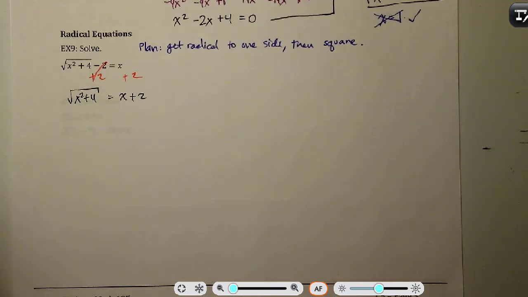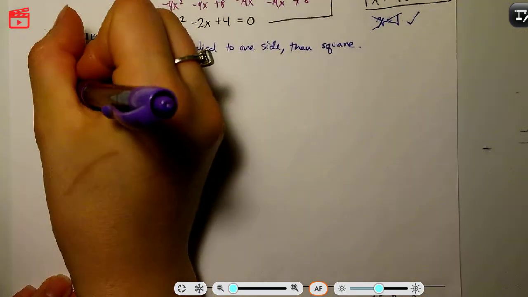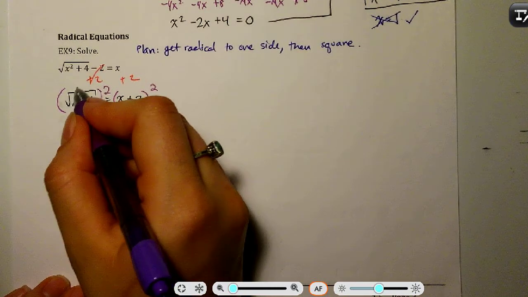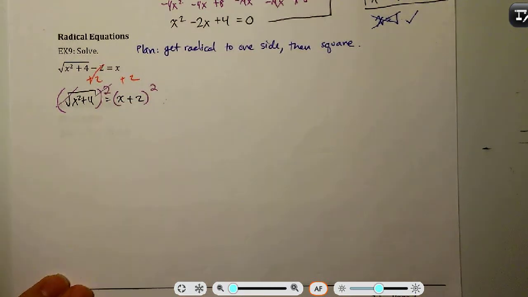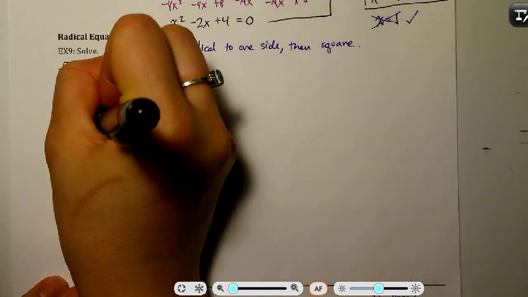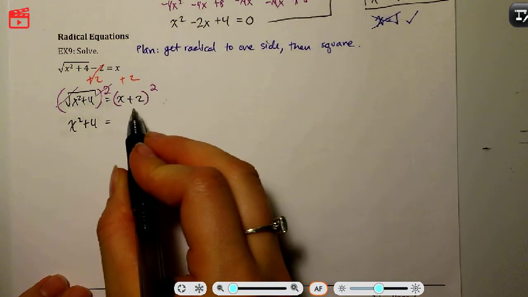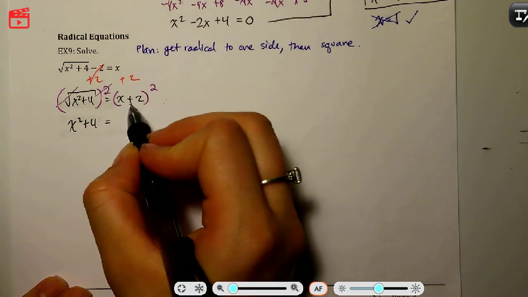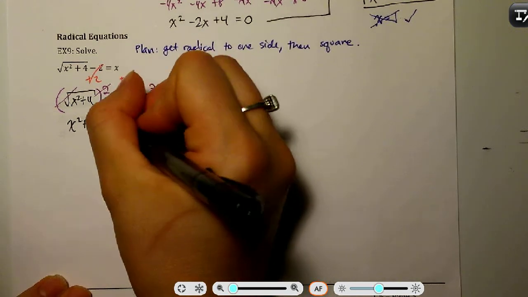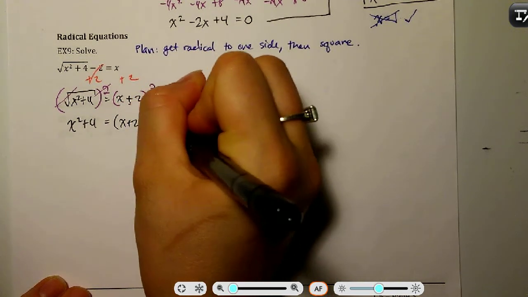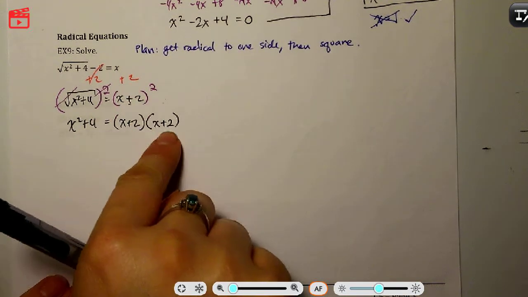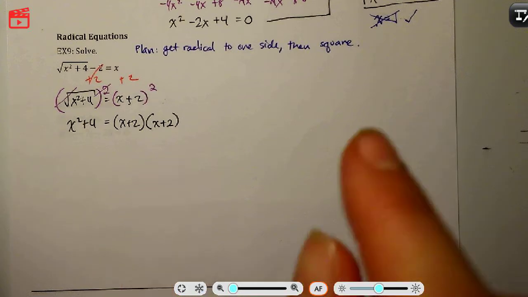All right, now we have got the radical to one side. So, plan, square both sides. Because when we do that, it'll cancel the radical. Whoosh, whoosh. Awesome. And we're left with x squared plus 4 equals, well, what is that? Careful here. We cannot distribute the 2 in. Okay, there's a plus sign. What this means is x plus 2 times x plus 2. Okay, so be careful. That is a common mistake that happens. Make sure you write it out so you remember to multiply it out correctly.